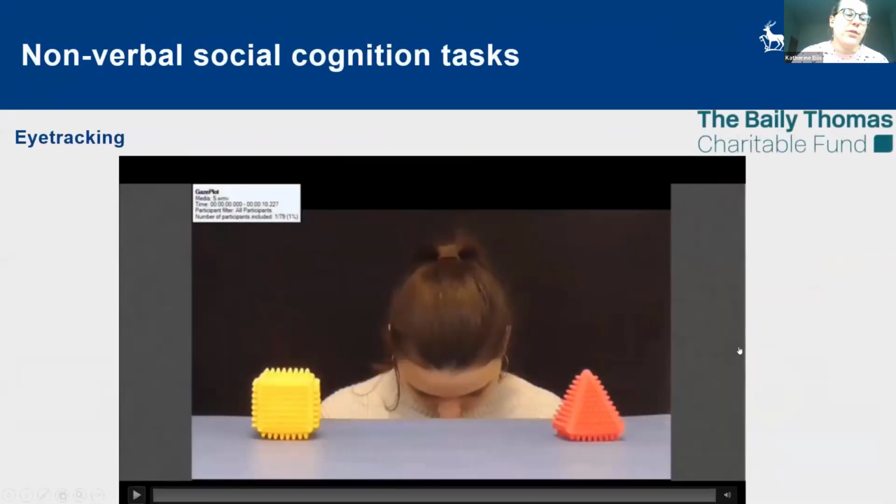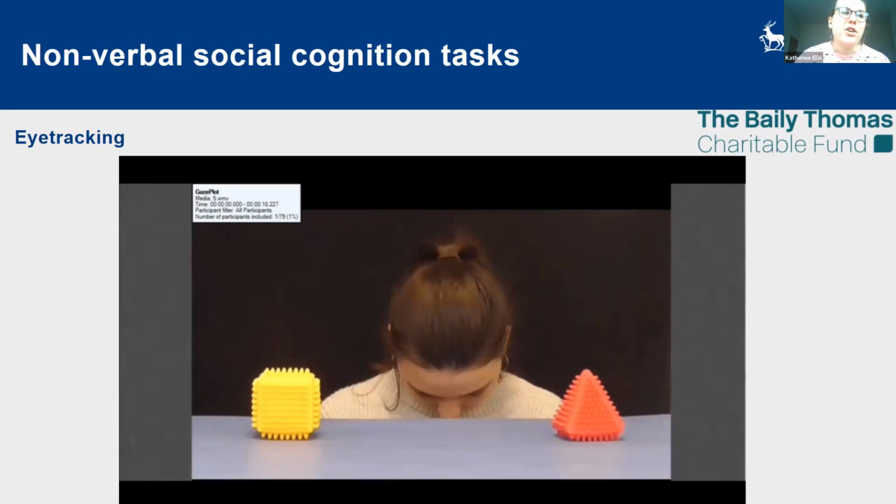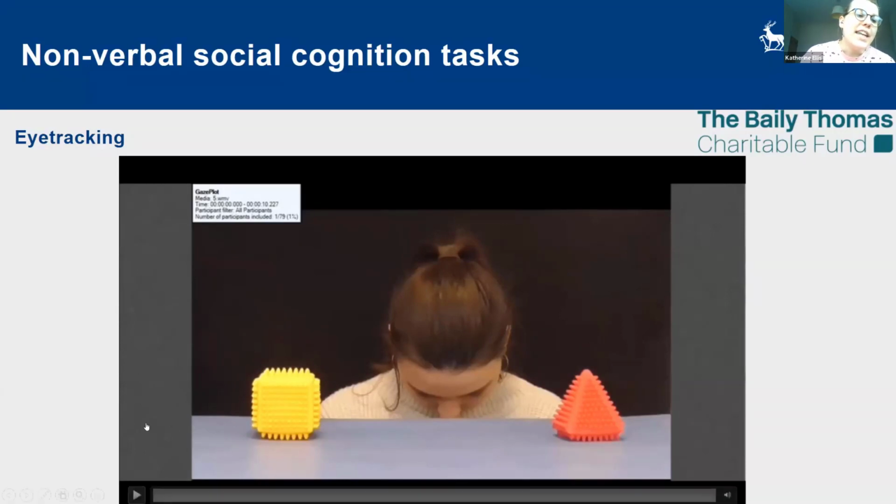So one of the big challenges of working with these populations, which are already really underrepresented in research, is finding tasks that can give us really good, deep phenotyping, social cognitive phenotyping information, but also reliable and valid, but are appropriate for people with quite limited language, attention and motor skills. And this is where eye tracking has been really useful.